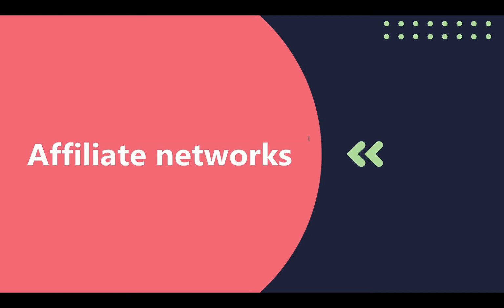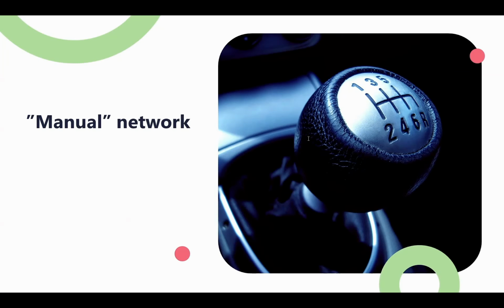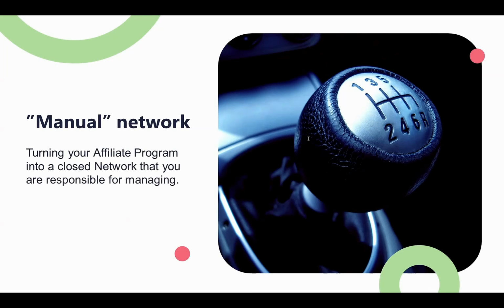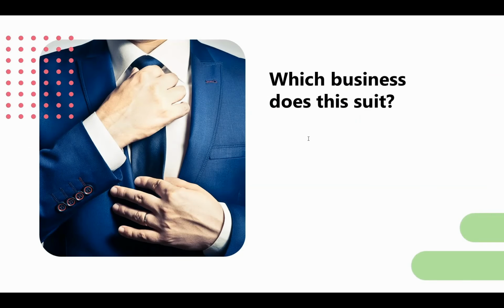First up, we have something that I am calling a manual network. Essentially, you are turning your affiliate program into a closed network that you are responsible for managing. By closed network, I mean you're not going to be selling other businesses' products or services. It's just for yours. In terms of which businesses this would suit, generally it would be young businesses or those that are lacking capital, or both.